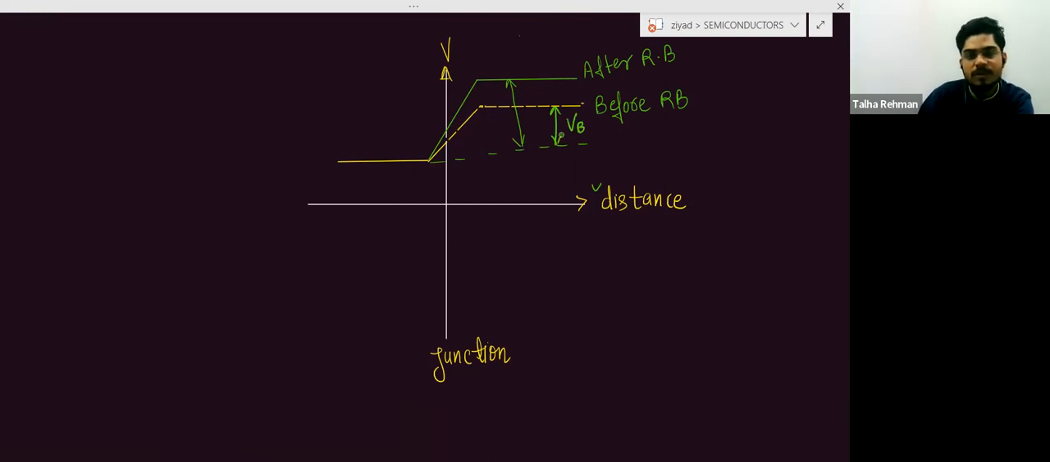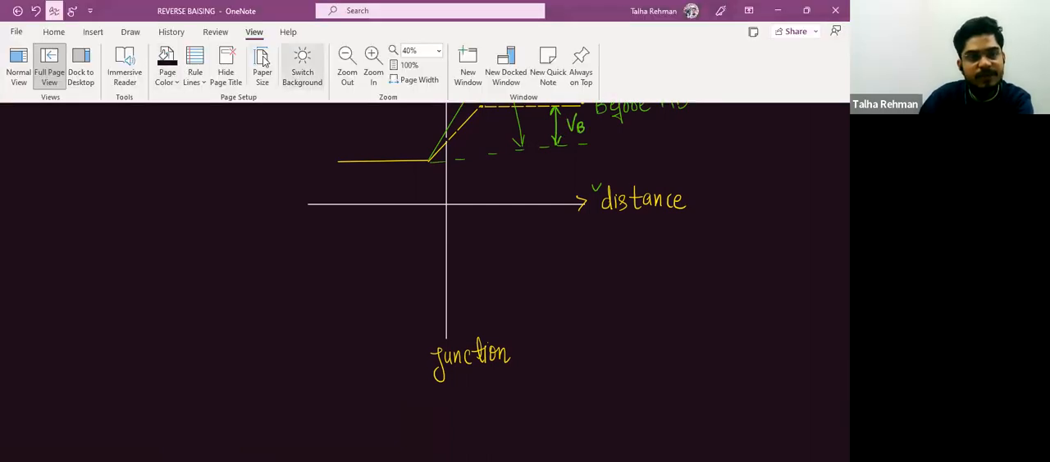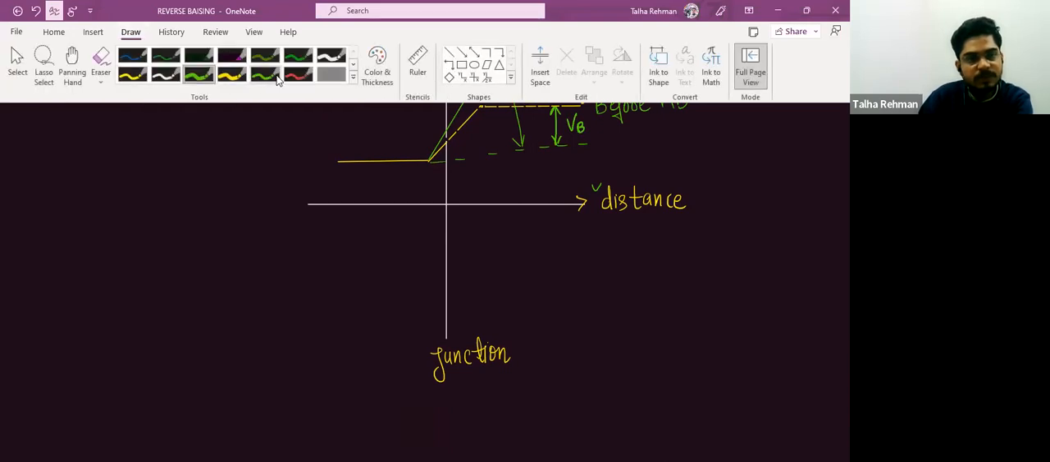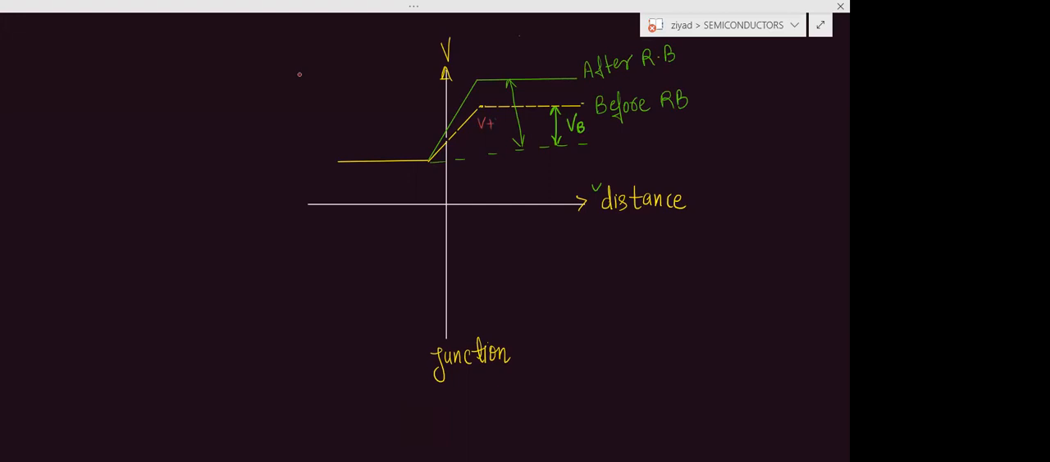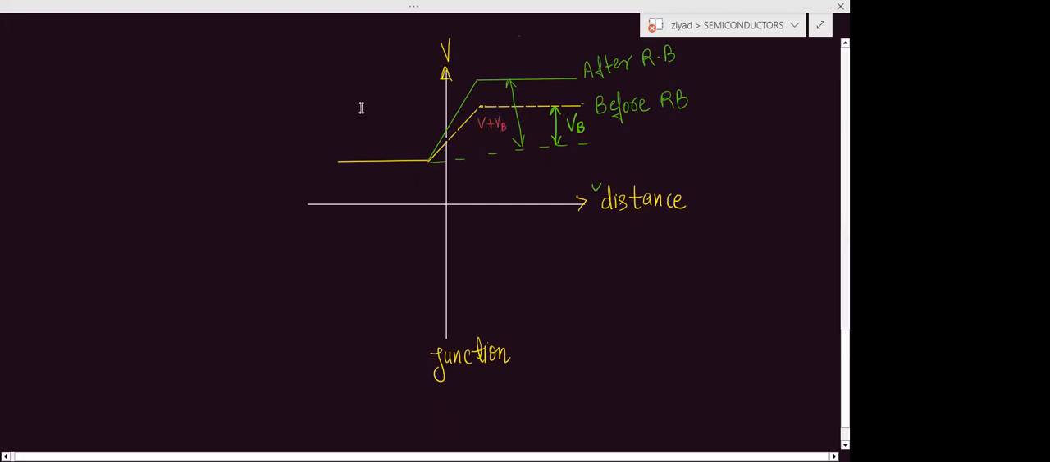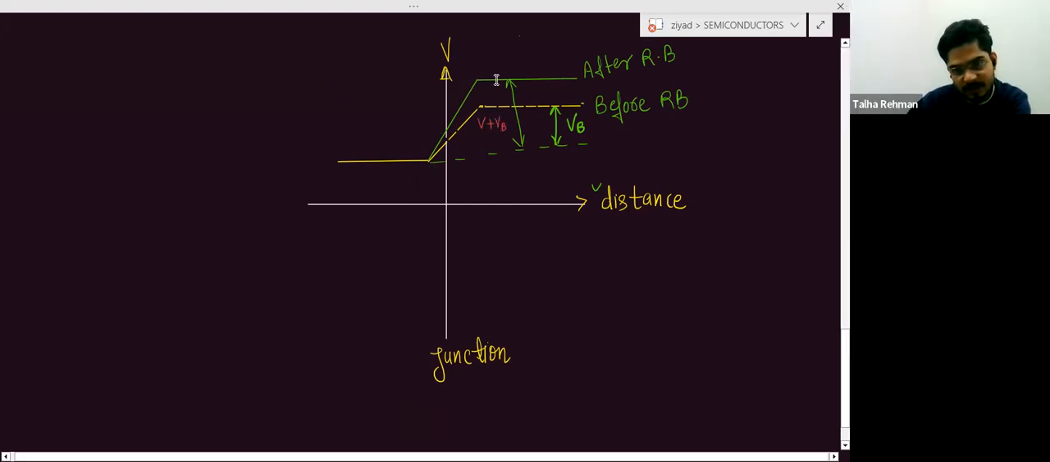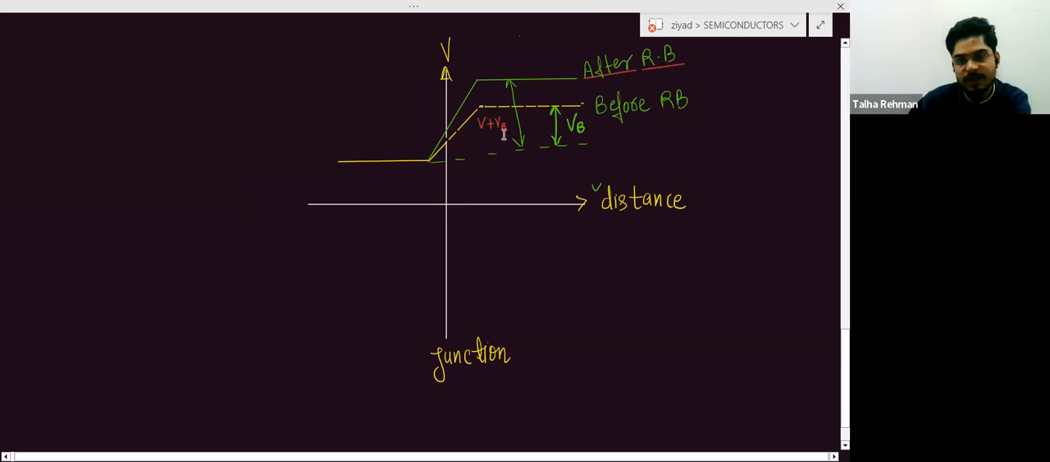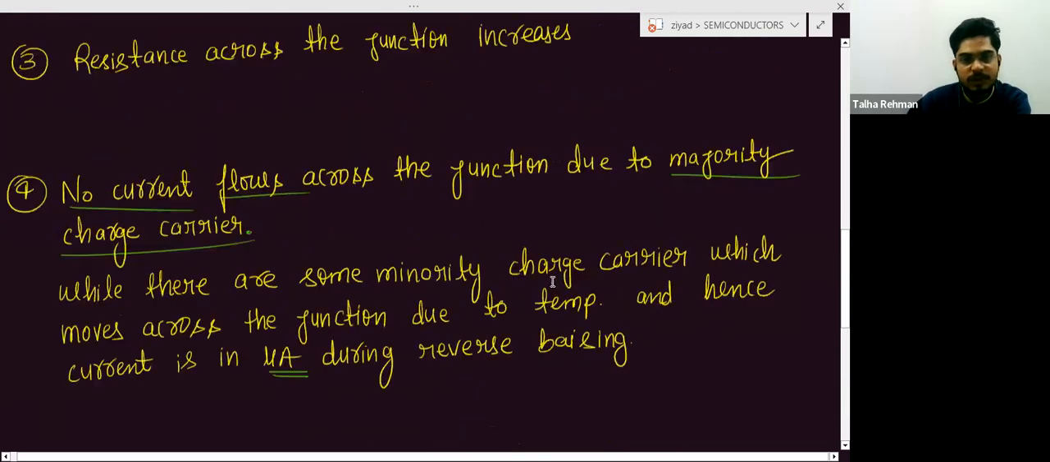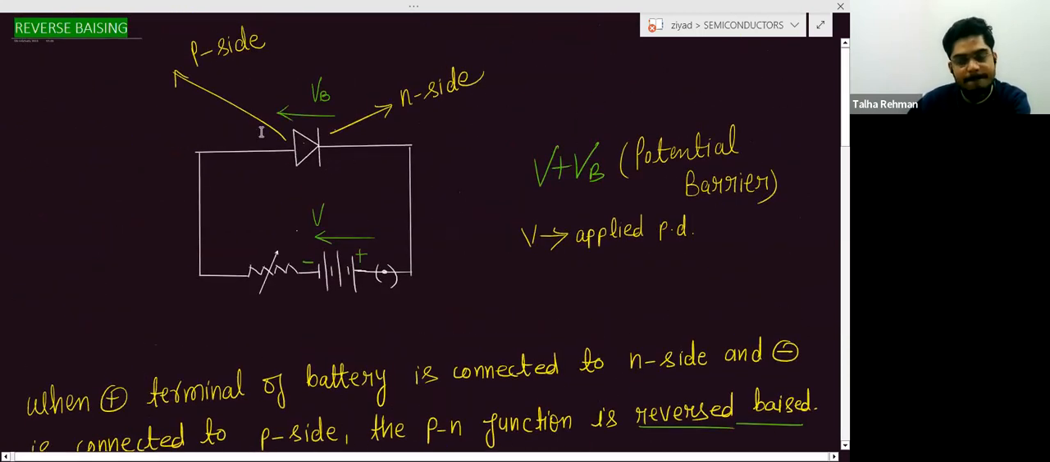And after the reverse biasing, it will be V plus VB. So this potential barrier here is increasing after reverse biasing. So this value is V plus VB. This is the reverse biasing.